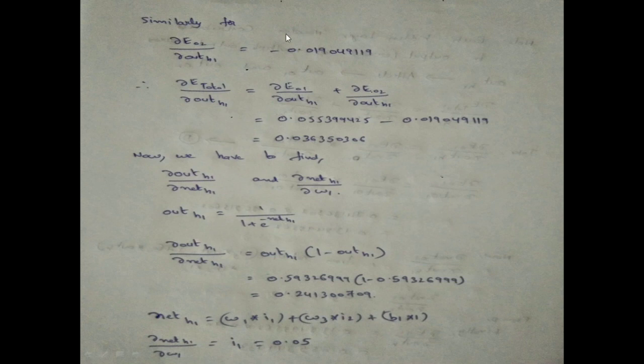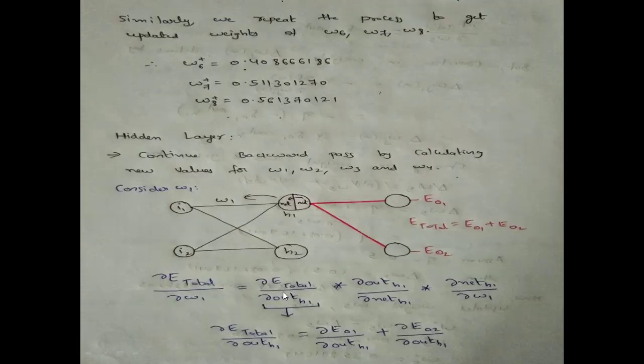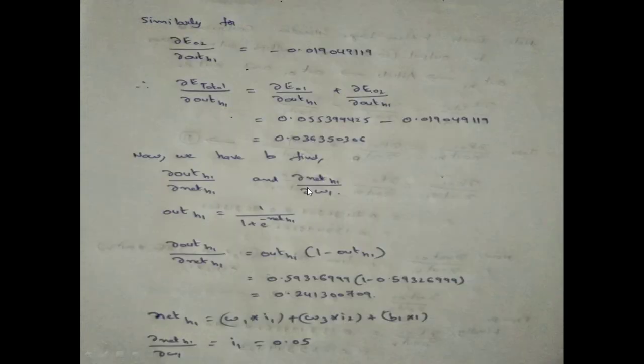So what is the total value we can get? The total change in the error energy with respect to the change in the output value of the hidden neuron 1 is given by the error energy at output neuron 1 plus the error energy at output neuron 2. Just now we calculated, right? If we add these two values, we get 0.036350306. So till now we have found the first term. Now we again have to find the second term and the third term.